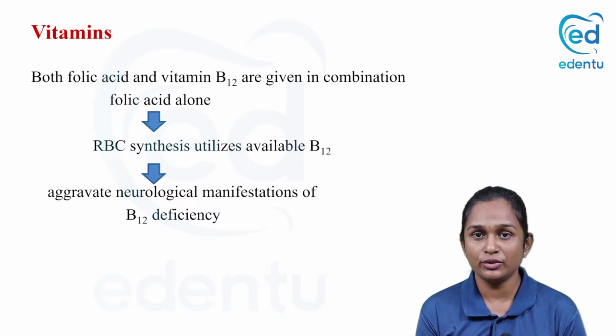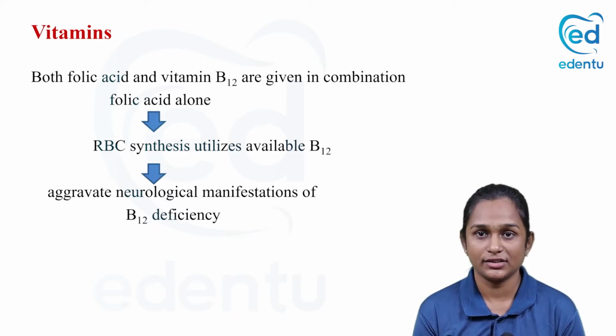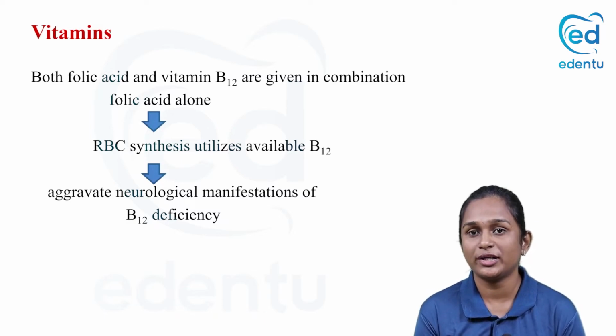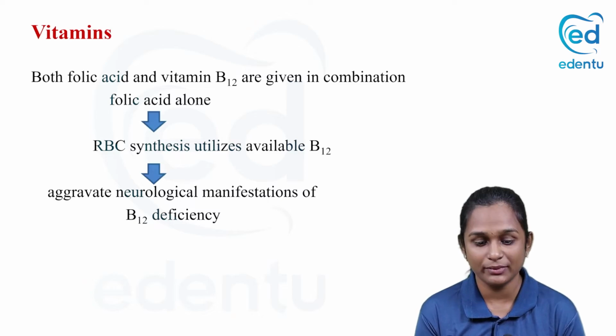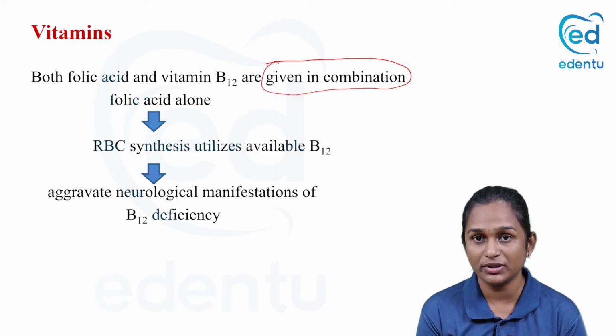So as I told you, if vitamin B12 is deficient, all the folic acid gets trapped as N5-methyl tetrahydrofolate. That is the irreversible final step, right? Yes. So that's why we will be supplementing both the vitamins together. Both vitamin B9 and B12 are given in combination. Folic acid alone will not be given.